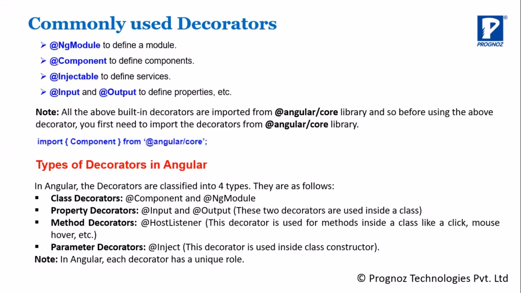Okay, how many types of decorators? Types of decorators? Are you listening, everyone? Four types. What are the four types? Class decorator, property decorator, method decorator and parameter decorator.